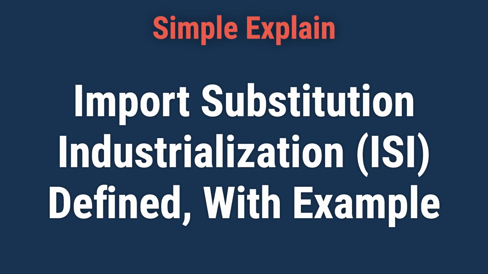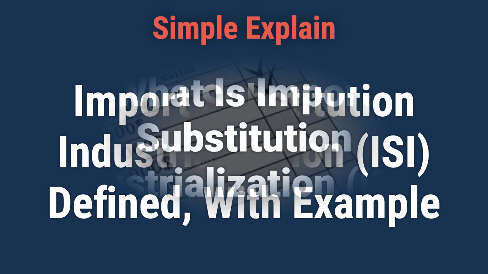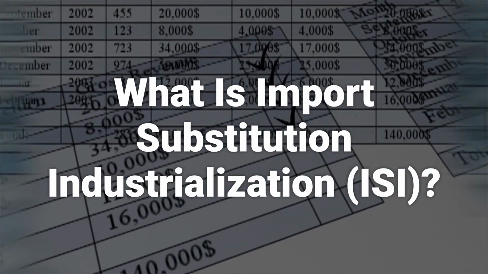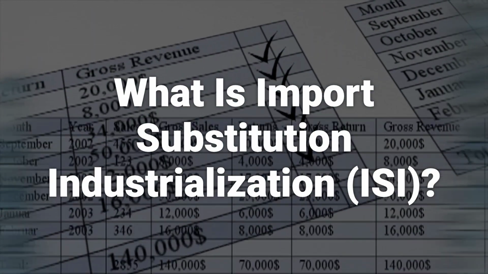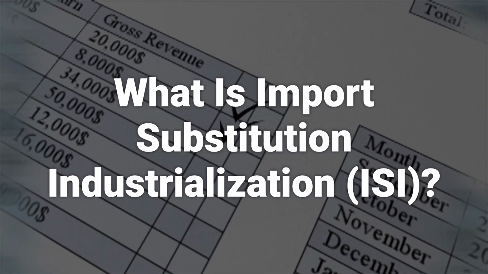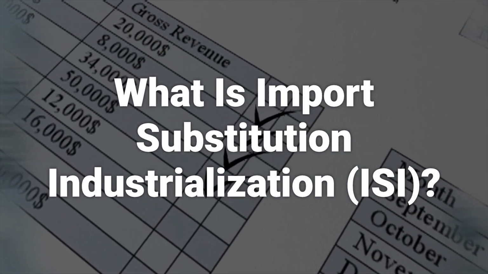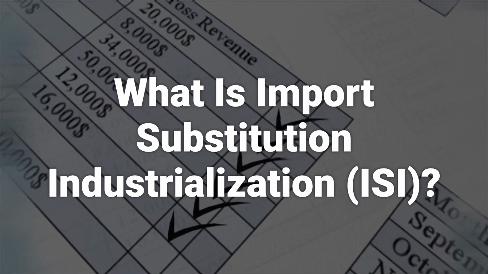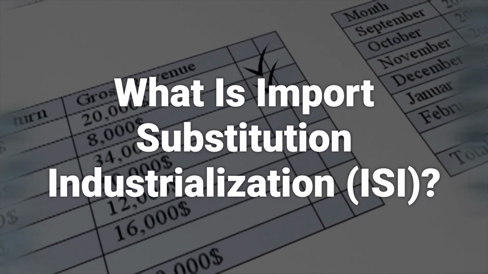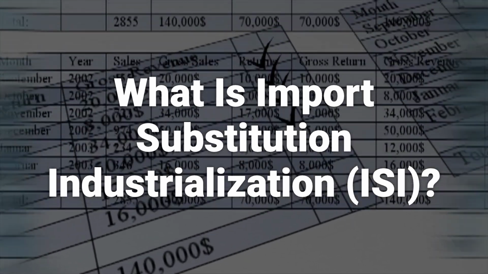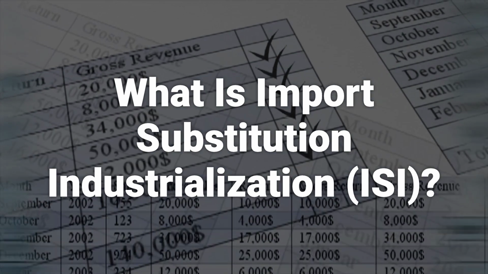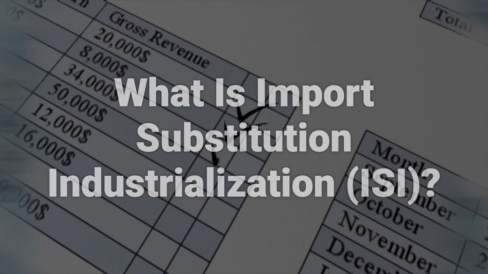Today, we will talk about Import Substitution Industrialization, ISI. Import Substitution Industrialization is a theory of economics typically adhered to by developing countries or emerging market nations. It seeks to decrease their dependence on developed countries by focusing on the protection and incubation of newly formed domestic industries so that the goods produced are competitive with imported goods.